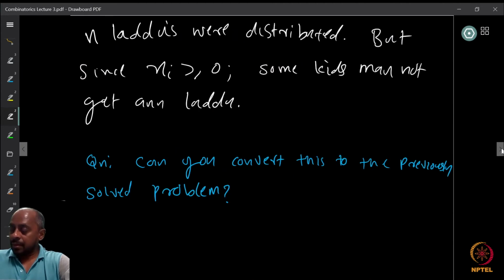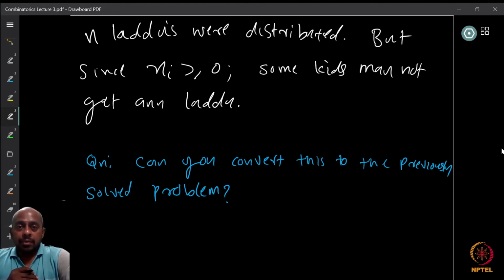Now, can you convert this to a previously solved problem, the one solved just before? If you can convert it to a previously solved question, then that is the best thing to do in mathematics, right? Because you reduce the problem to an already solved problem. If you can do that, then we are done. So how do you convert it to a previously solved question?